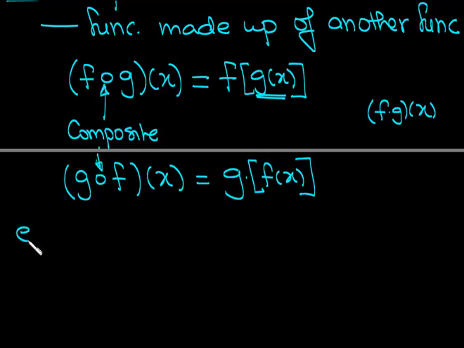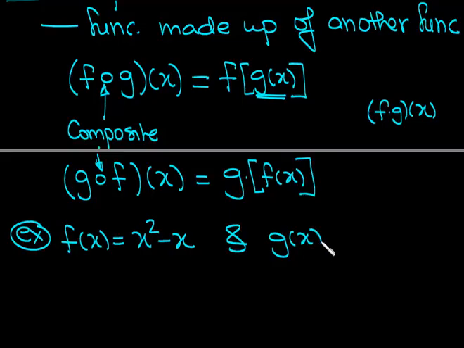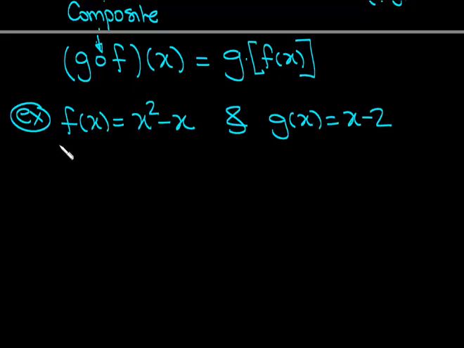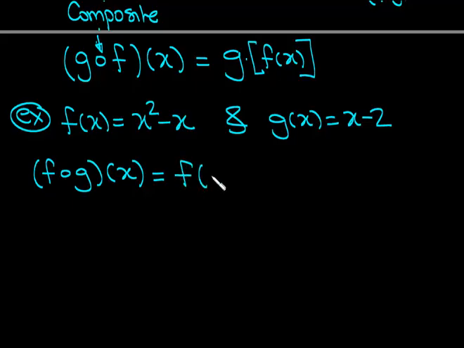Let me give you an example just to show you that. Let's go back to the previous example that we had. We had f of x is x squared minus x, and g of x was x minus 2. So you can see how different this is from multiplication. Let's say I want to find f ∘ g of x. To find it, what do we do? The first thing we do is rewrite this in the regular function notation. You take f of g of x.